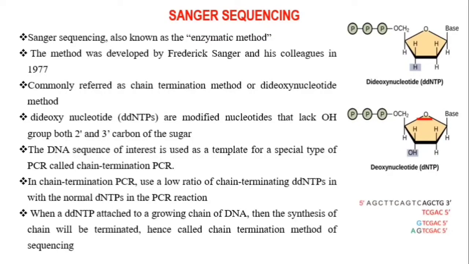ddNTPs, that means dideoxynucleotides, are the modified nucleotides that lack the hydroxyl group on both the 2' and 3' carbon of the sugar. Here you can see this is the dNTP, that means deoxynucleotide. This deoxynucleotide is present in normal DNA.